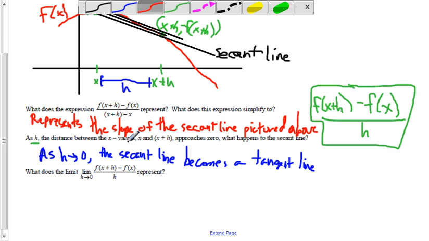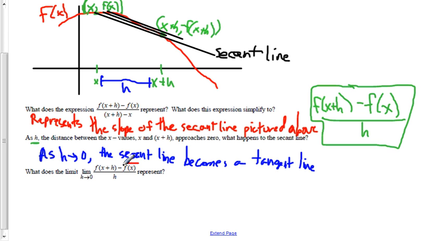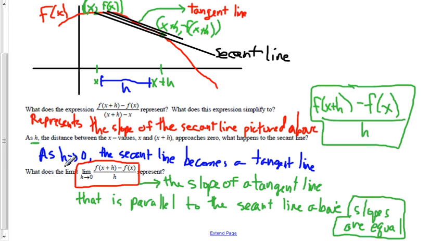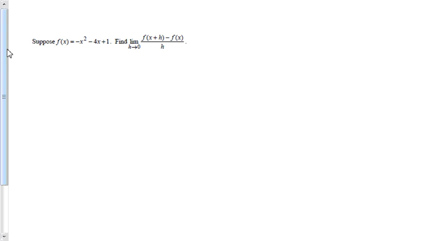Now the next question says, what does this whole thing represent? The limit of the function, which we're calling the difference quotient, f of x plus h minus f of x all over h as h approaches 0, ends up representing the slope of the tangent line that is parallel to the secant line pictured above. And just a reminder, a secant line intersects at 2 points, and the tangent line only intersects at 1 point. And again, all parallel lines' slopes are equal. So let's take a look at this example.